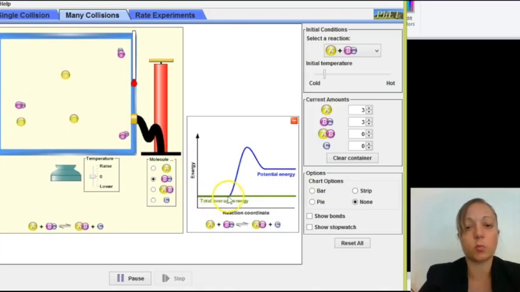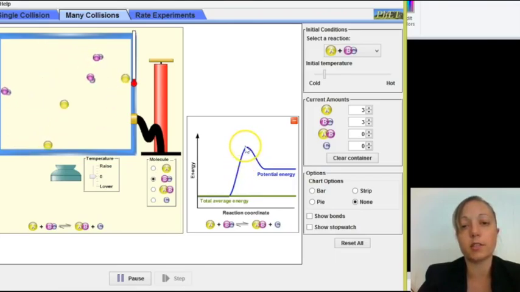So let's go and have a look at what this graph's telling us. This is the energy that we are starting with. This green line tells us how much energy is in the reaction vessel. If we have a look at this graph, we can see that it has this bump that it has to get over.